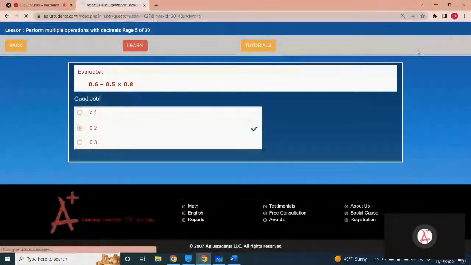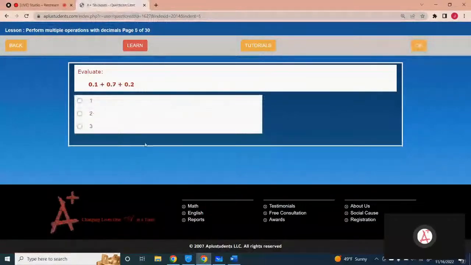Okay, next one is 0.1 plus 0.7 plus 0.2. So you have to add up all. So when you add them, they make 1.